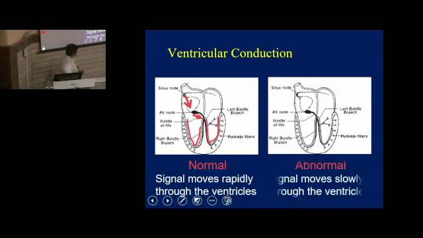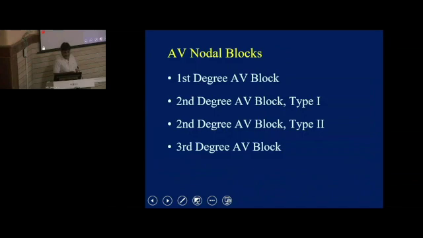So here what happens? The signal moves slowly through the ventricles, okay? There can be some problems in the bundle branch or the like. So this can be one more issue when the impulse is conducted through the ventricles. Now these conduction problems can be diagnosed as blocks, AV nodal block. So we have first degree, second degree, third degree AV block, right?